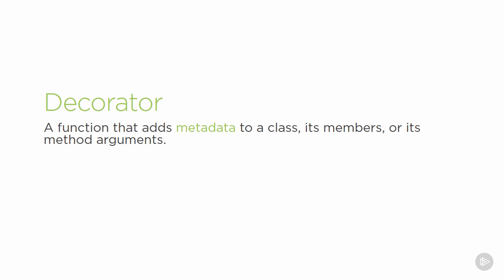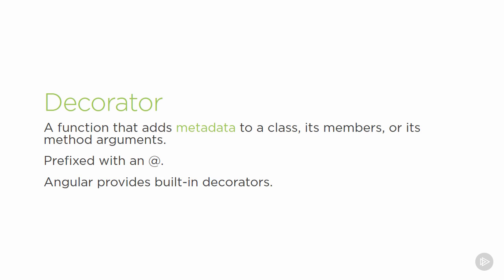A decorator is a function that adds metadata to a class, its members, or its method arguments. A decorator is a JavaScript language feature that is implemented in TypeScript and proposed for ES 2016, the next version of JavaScript. The scope of the decorator is limited to the feature that it decorates. A decorator is always prefixed with an @ sign. Angular has several built-in decorators we use to provide additional information to Angular. We can also build our own decorators, but that is out of the scope of this course.